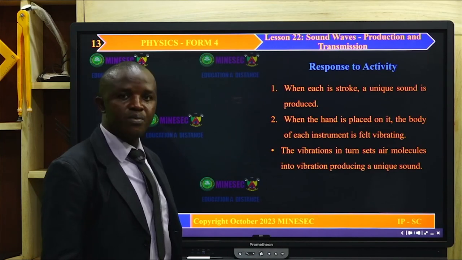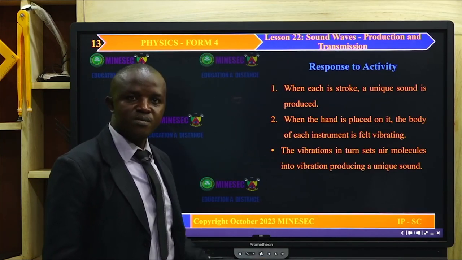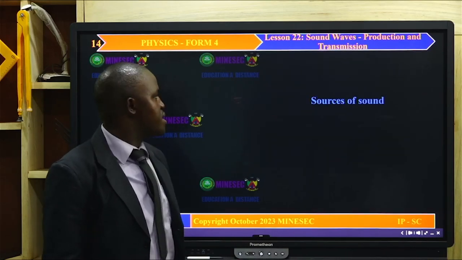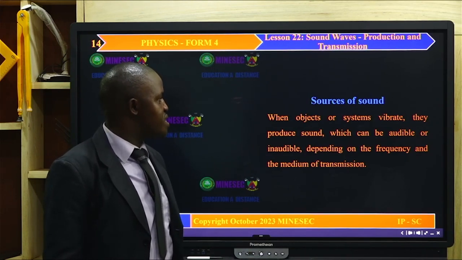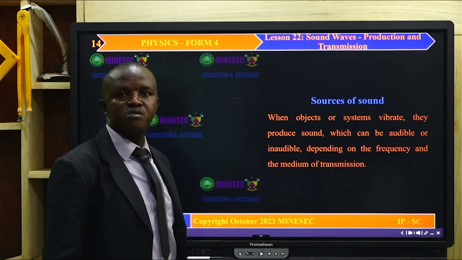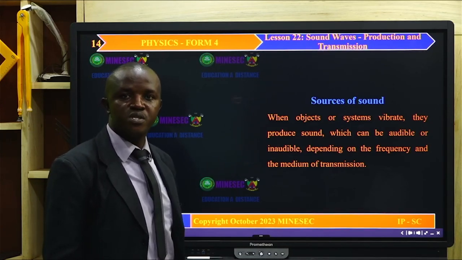So that's what happens when those two activities are carried out. You strike a drum and the guitar string. Okay? Now, sources of sound. When objects or systems vibrate, they produce sound, which can be audible or inaudible, depending on the frequency and the medium of transmission. When objects are struck, when you strike a drum, it produces sound.